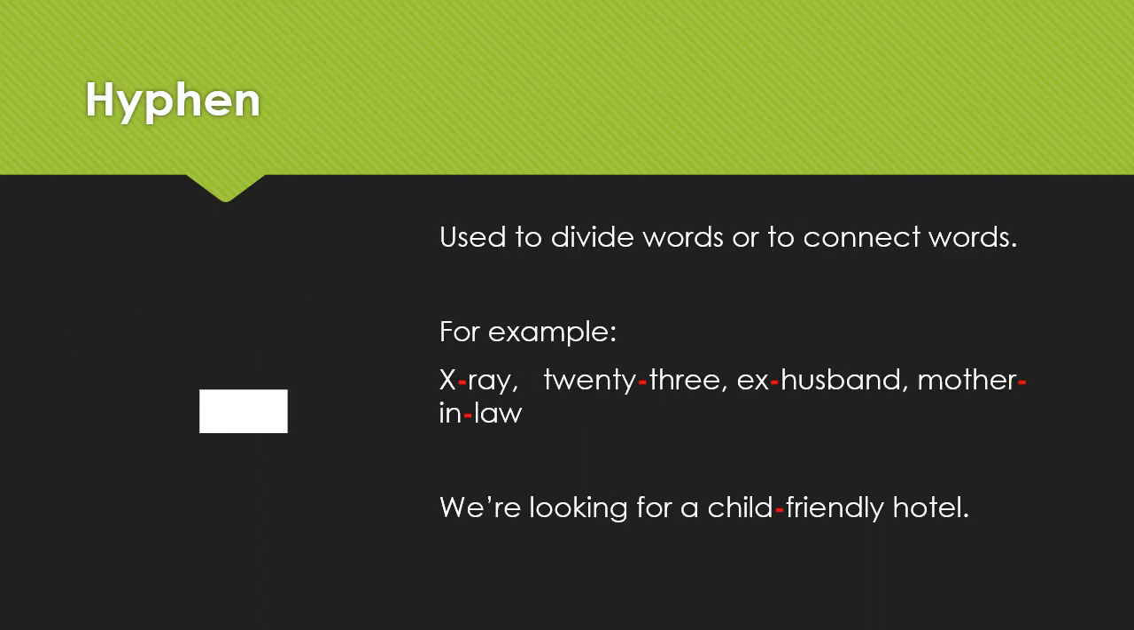Okay, we are nearly done. Only a few more left. Hyphens. Hyphens are used to divide words or to connect words. As you can see in the examples, it is clear that there is a relationship between the words. This is more important when hyphens are used in sentences. In the second example, we can see that it is a child-friendly hotel that the writer is looking for.